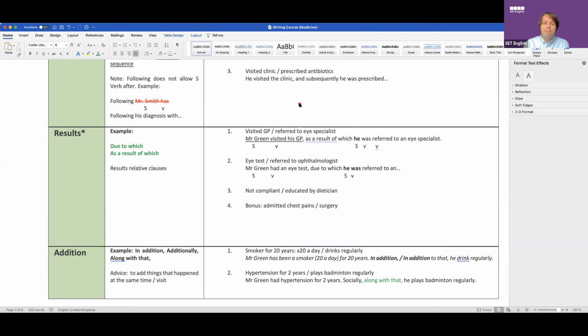Okay, Margarita. Now, guys, can I start a sentence like this? The answer is no. Can I start a sentence with due to which? No, it's a relative clause, Margarita, so you can't start a sentence with it. Okay? Don't start a sentence with this. Alan, what about, can I ask you a question? Yes, please. What about due to him being non-compliant, he was educated by a dietitian?